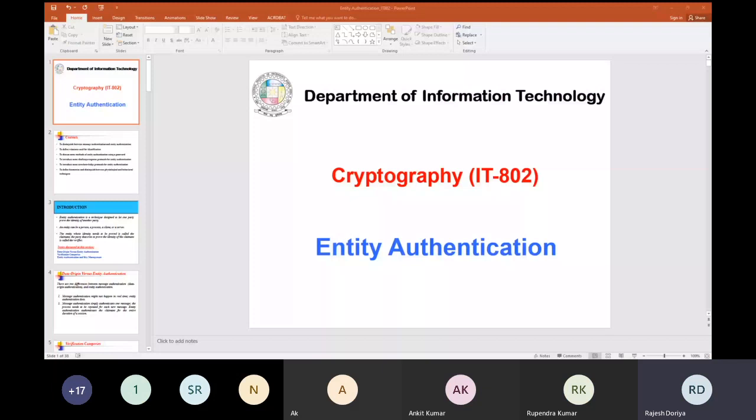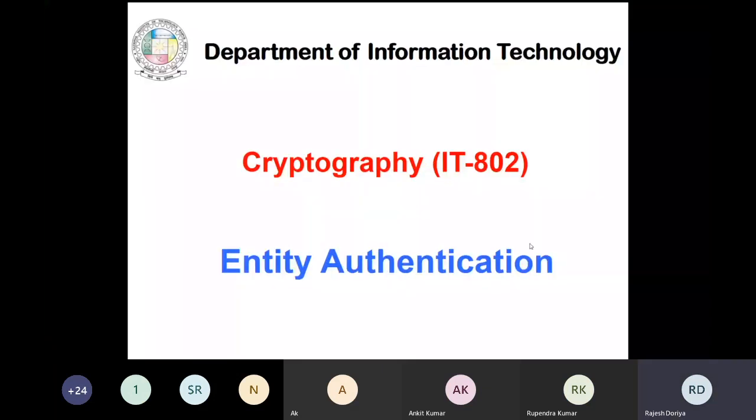So today we are going to discuss the concept of entity authentication.